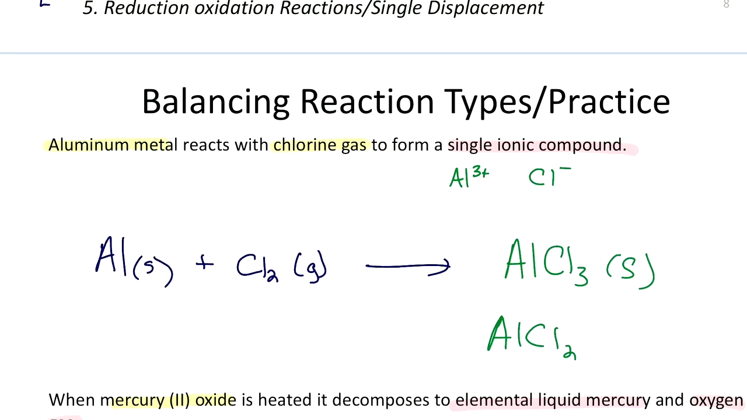I always try to clarify myself and say when aluminum is in an ionic compound, aluminum is +3. But when you just have a hunk of aluminum, it's neutral. It's in a charge neutral state. And that's okay. Both are allowed. All right? And it's the same thing for chlorine. Diatomic chlorine is neutral. Both those atoms are charge neutral. But when chlorine is in an ionic compound, it's a -1.